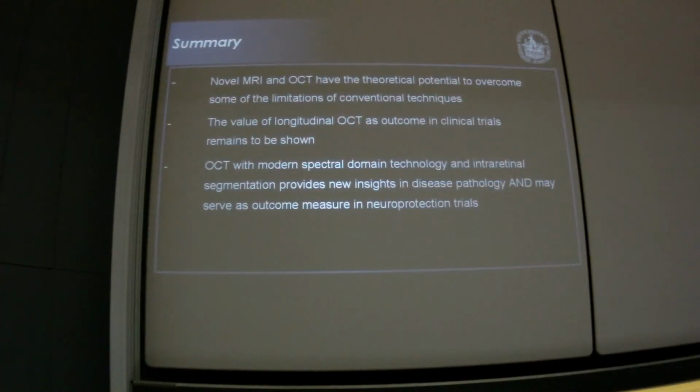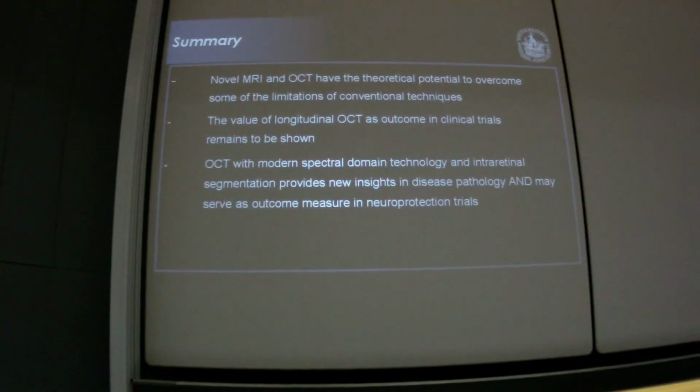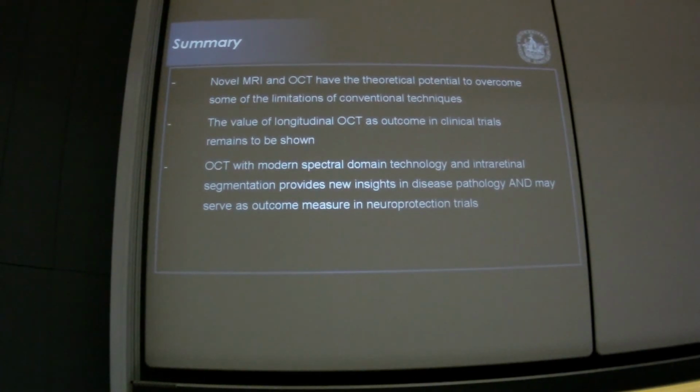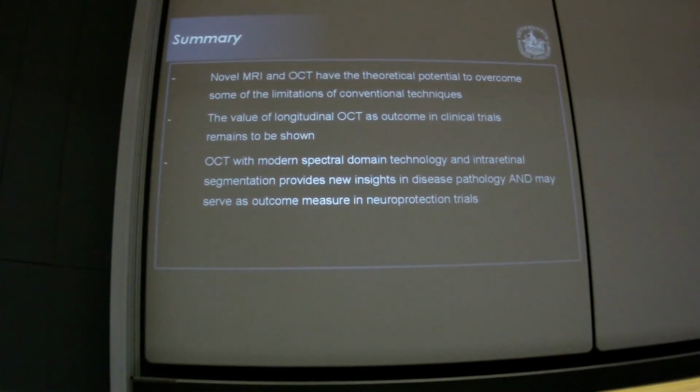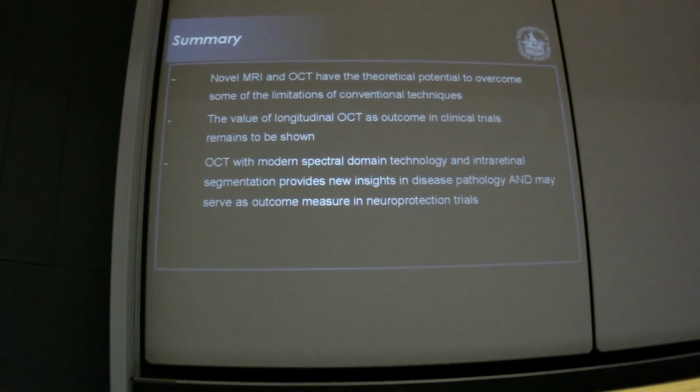Just to summarize this, we think that it is possible to include optical coherence tomography into the assessment of neurodegeneration in clinical practice. It's quite easy to do, and it's fast and non-invasive, and the combination of OCT with MRI-based parameters will give you some kind of additional information.